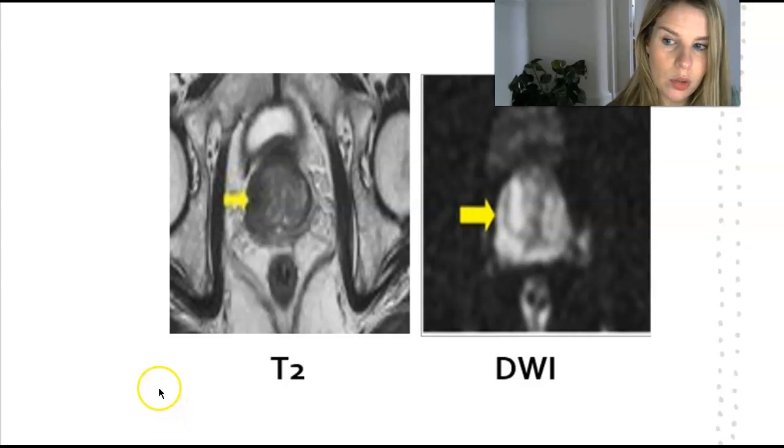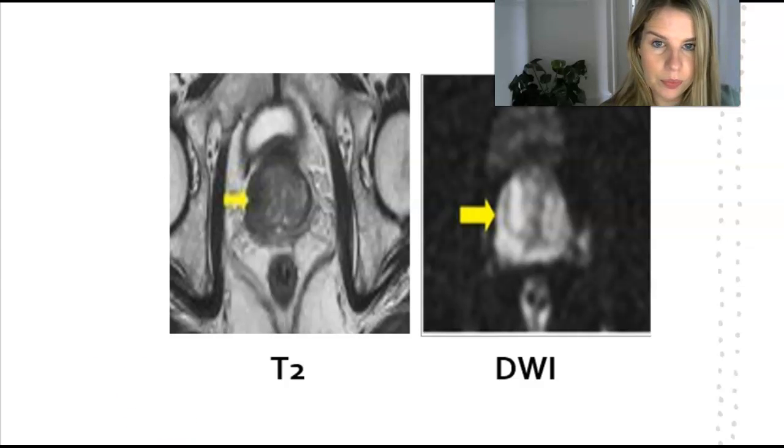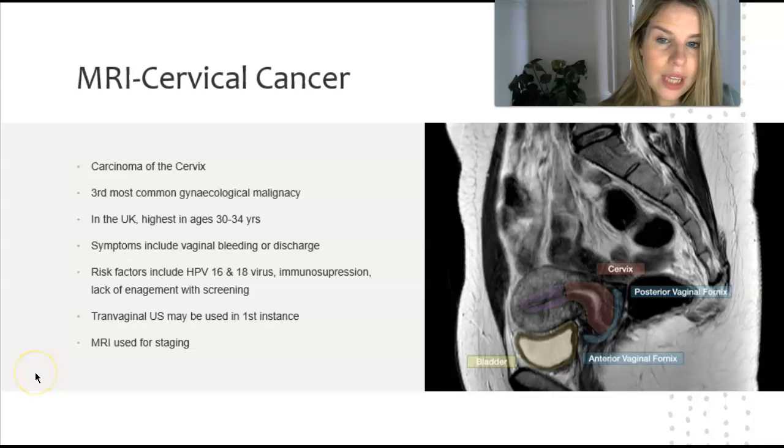We're now going to go on to cervical cancer and how that appears on MRI. Cervical cancer is the third most common gynaecological malignancy after endometrial cancer and ovarian cancer, and it's much more common in young women, aged 30 to 34 years.